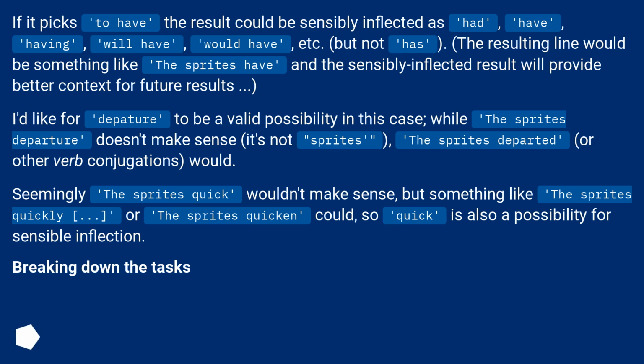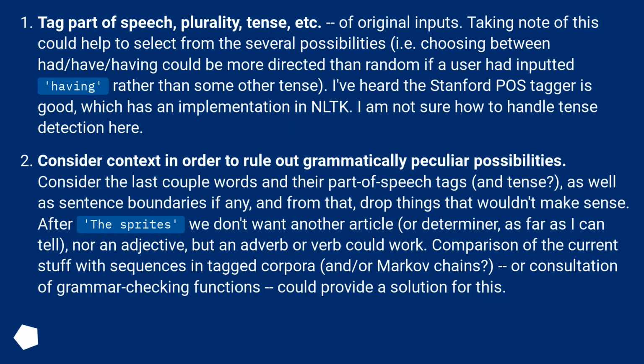Breaking down the tasks. Tag part of speech, plurality, tense, etc. of original inputs. Taking note of this could help to select from the several possibilities, i.e. choosing between had/have/having could be more directed than random if a user had inputted having rather than some other tense. I've heard the Stanford POS tagger is good, which has an implementation in NLTK. I am not sure how to handle tense detection here.